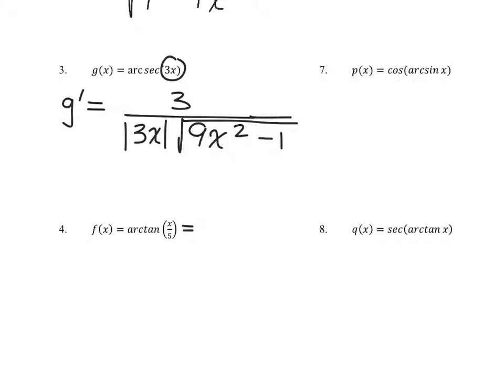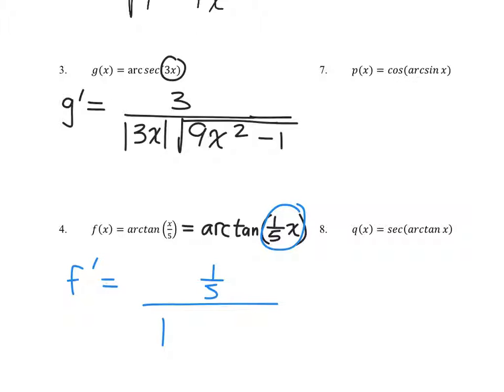For number 4, I recommend you rewrite it, or at least consider it slightly differently, as 1/5 of x. This way it's clear what the derivative is going to be, because this is going to be my u, so f prime is going to be equal to u prime, so 1/5 up top, 1 plus that expression squared. Let me just actually square it. I was going to put it in parentheses then square it, but kind of a wasted step.